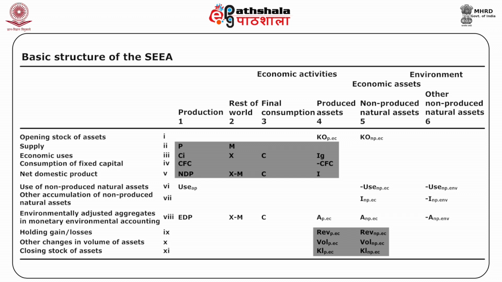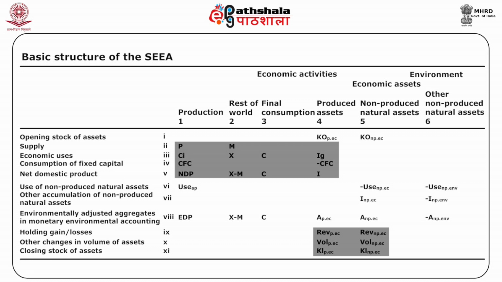Rows 9 and 10 include various changes that affect the stock of produced and non-produced assets, such as adjustments to account for changes in prices of assets, destruction of assets due to natural disaster, and so on.